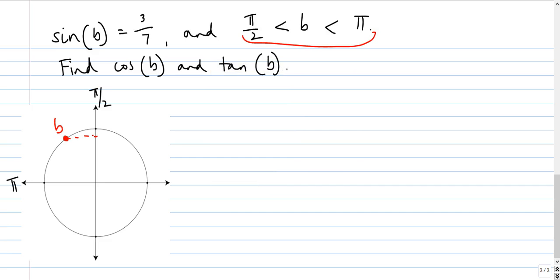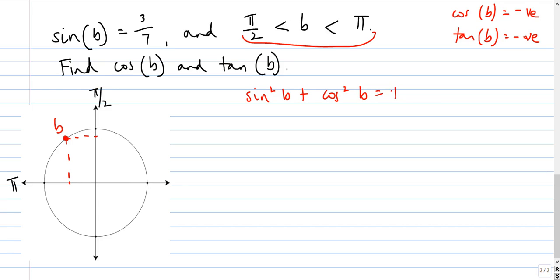So it's got a positive sine value, but it's going to have a negative cos value and also a negative tan value. So straight away we're thinking, well, cos b is going to be negative and tan b will also be negative. If we want to use the identities that we learned before, our first identity was sine squared theta plus cos squared theta equals 1. So we could use this identity to work out the value of cos b.